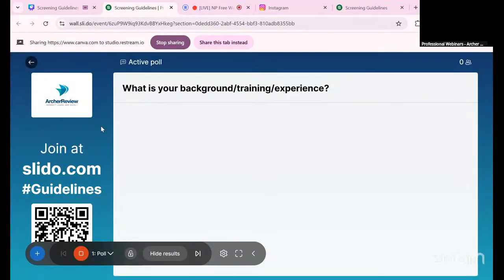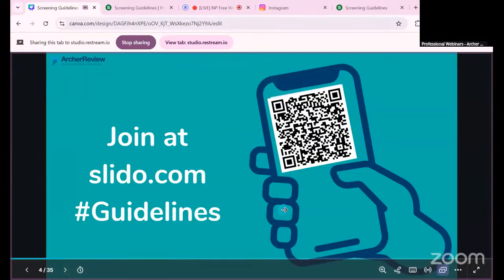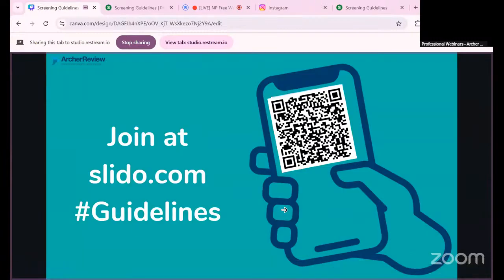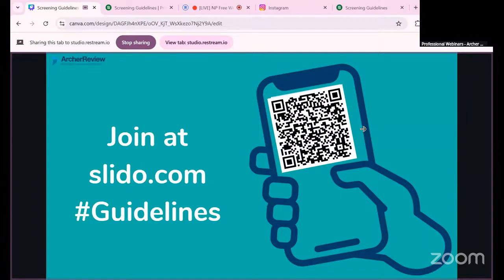So if you haven't joined us at Slido, I'm going to put up the QR code for y'all here. And I hope y'all can see this, because this is my first time going live on all four platforms. So if you can see it, just let me know. If you can't, let me know. So here is how you can join on Slido. Slido.com, hashtag guidelines. So go there, check it out, see if you can get on there and do Slido.